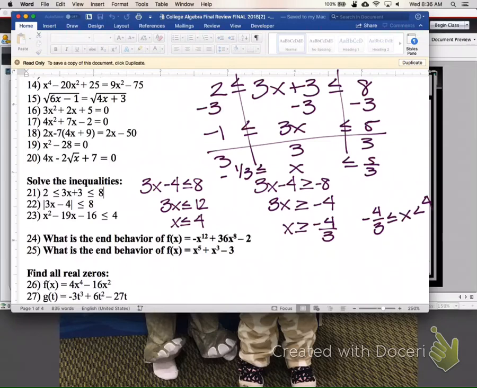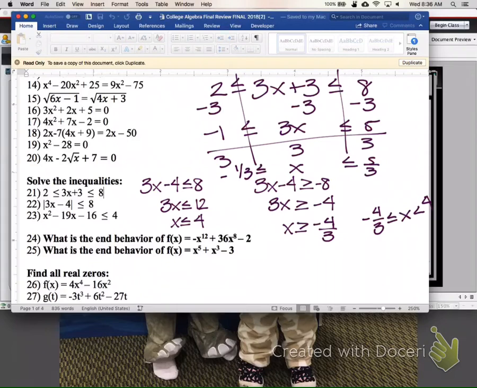Just a note on 24 and 25, how their answers look. When we did end behavior, we did it based off of degree and leading coefficient. So 24 is an even degree with a negative leading coefficient. Which way do the ends go? Down. You're going to see the answer for 24 says Q3 and 4. That means quadrant 3 and 4. That's their way of saying both ends are going into those quadrants, the lower quadrants.